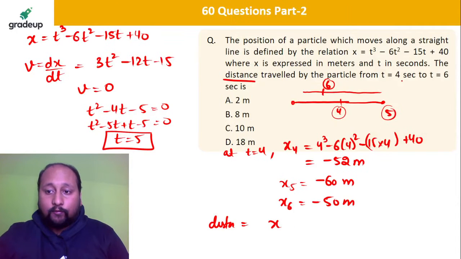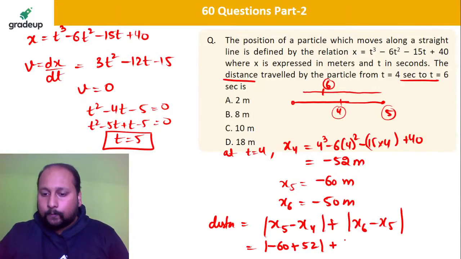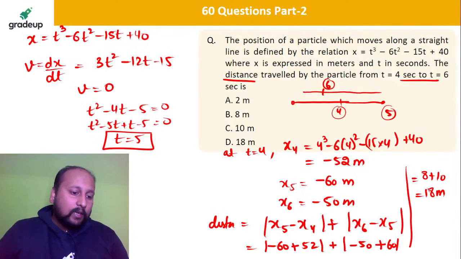So distance traveled will be, between 4 to 6 seconds, mod of x5 minus x4 plus mod of x6 minus x5. So x5 is minus 60 minus plus 52, plus x6 is minus 50 minus plus 60. So you will get a value equal to 8 plus 10, that is equal to 18 meter. Now some students are responding 2 meter.